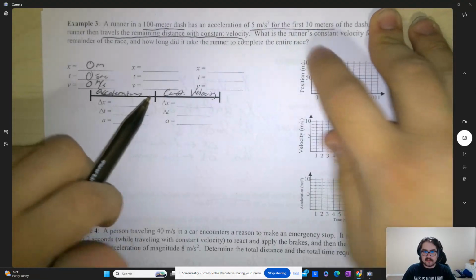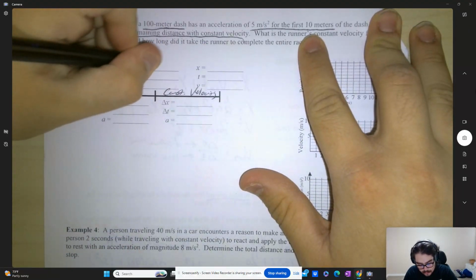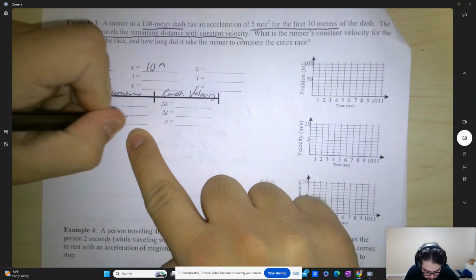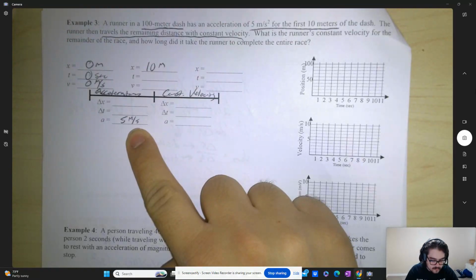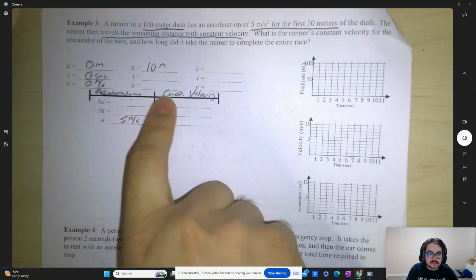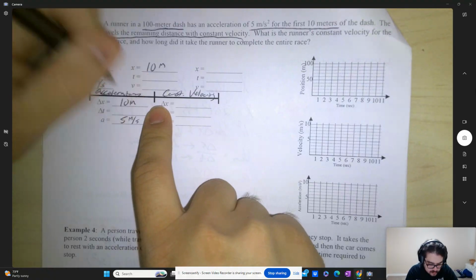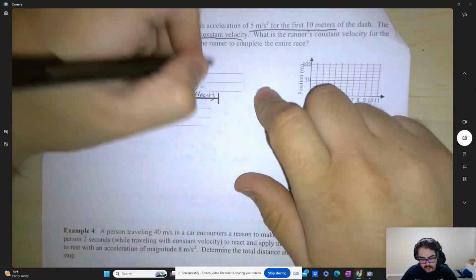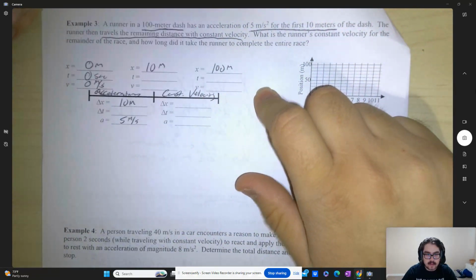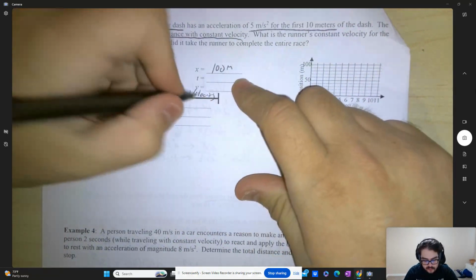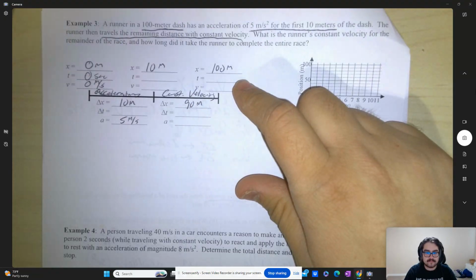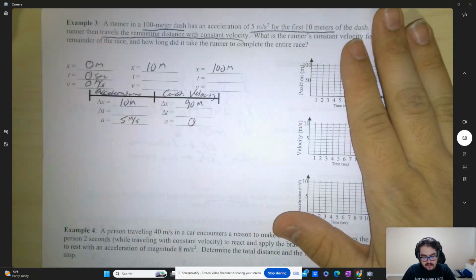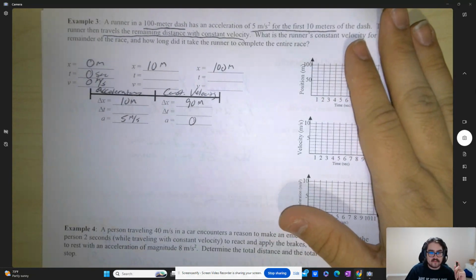Okay, so when does he stop accelerating? Well, it says he stops accelerating when he hits the 10-meter mark. And his acceleration while he's accelerating is 5 meters per second squared. The change in position from when he starts to where he stops accelerating is 10 meters. When does he end the race? Well, it's a 100-meter dash, so he should end at the 100 mark. The change in distance from 10 to 100 is 90. And also, constant velocity, so he has no acceleration, and that should be everything that we can fill in right off the bat.